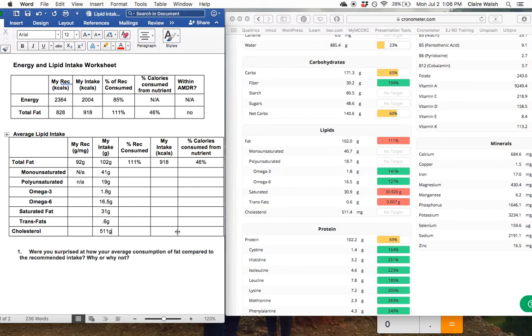Okay, so here's where we go and do some more math. First of all, since there is no recommendation on Chronometer specifically for monounsaturated or polyunsaturated fats, no target, you're just going to go ahead and put in an A right there. Just going to make these all the same so that it's nice and organized. Okay, and same with cholesterol. There's no target, so I'm going to write in an A.